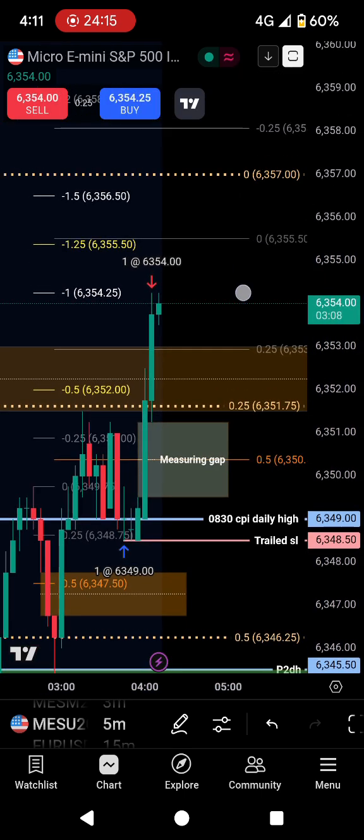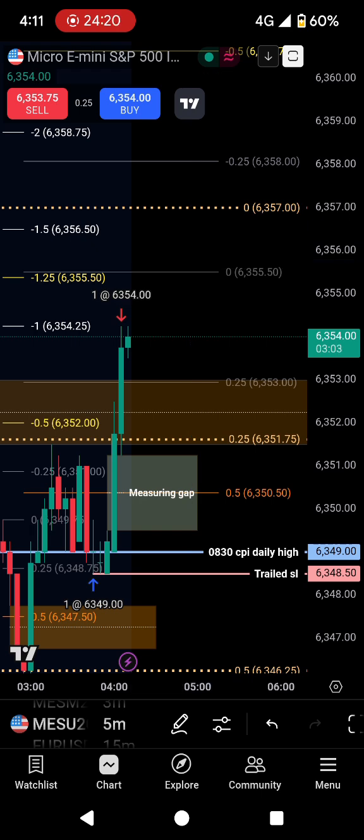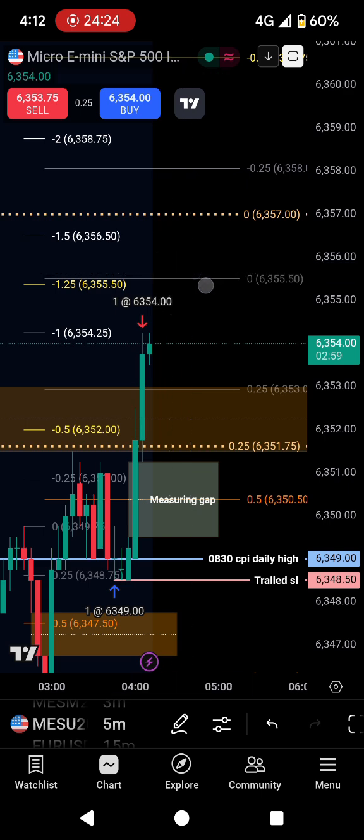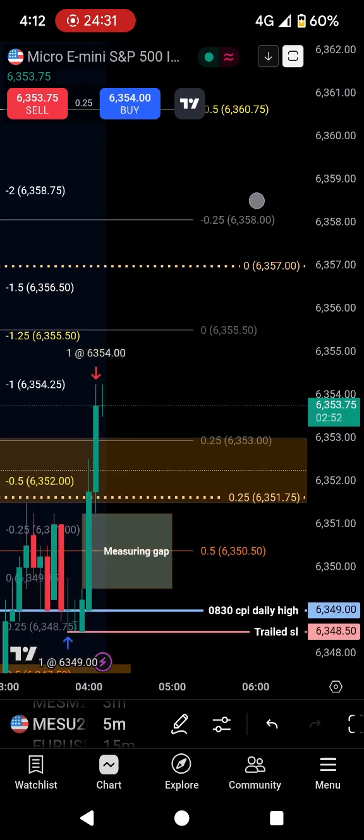Okay, so you can see it's right here. Okay, this 6355.5, so it coincides with the 1.25 level. So yeah, I can expect price to reach up there, and from there we have another level up here, negative 0.25 level of the implied dealing range.